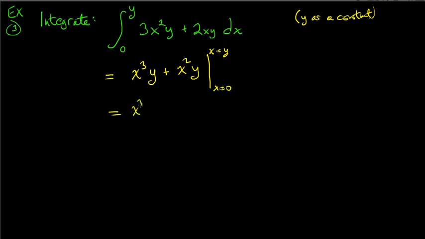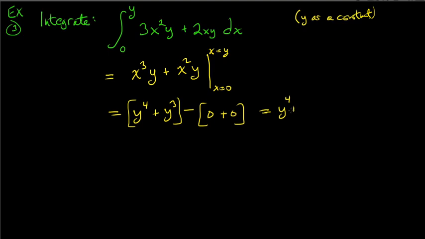This is going to be y cubed times y. Well, we know what that is, right? That's y to the fourth, right? Plus y squared times y is y cubed, right? And then minus, well, 0 times y is 0, 0 times y is 0, so you're just subtracting 0, right? So I think we get y to the fourth plus y cubed, which, as promised, is a function of y.